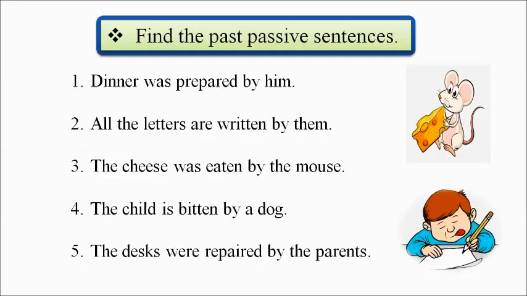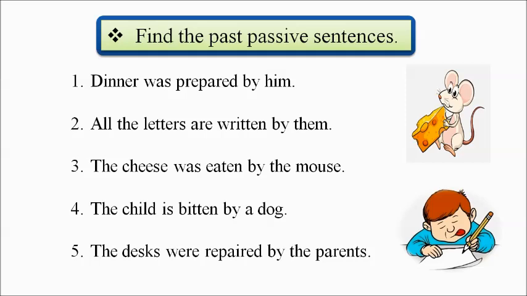Okay, let's do an activity, children. Find the passive sentences in the simple past tense. You can easily find them through the verb change. Verbs are in past passive form. Number 1, dinner was prepared by him. Number 2, all the letters are written by them. Number 3, the cheese was eaten by the mouse. Number 4, the child is bitten by a dog. Number 5, the desks were repaired by the parents.